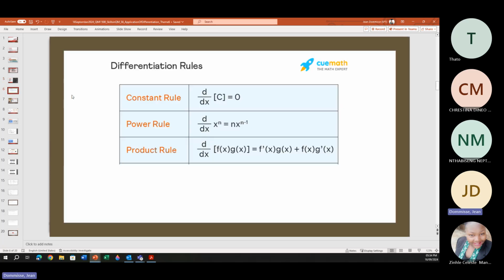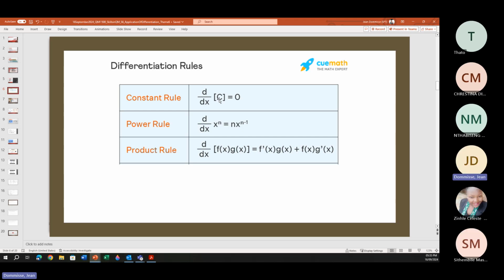So we will also look at three differentiation rules. The first rule is the constant rule. Any constant, so 5, 6, 7, 10, 100, 10,000, if we differentiate that number, it will be 0. I will show you that in a few examples.